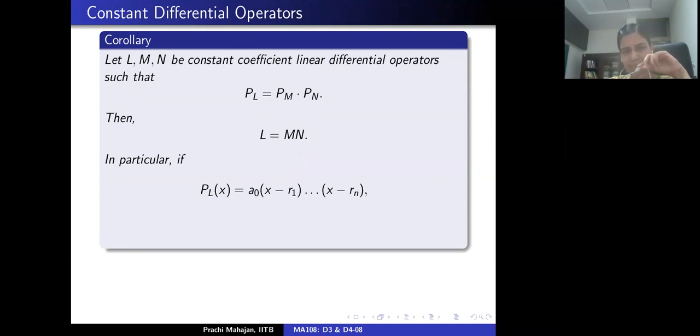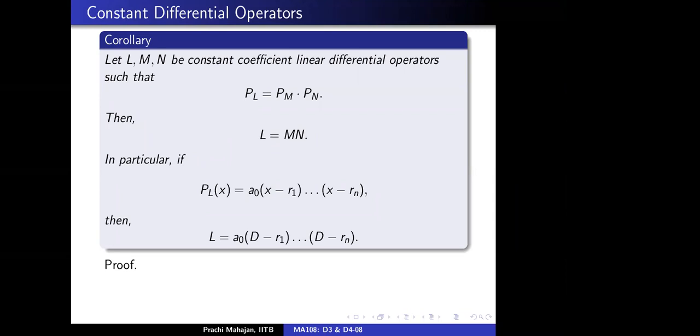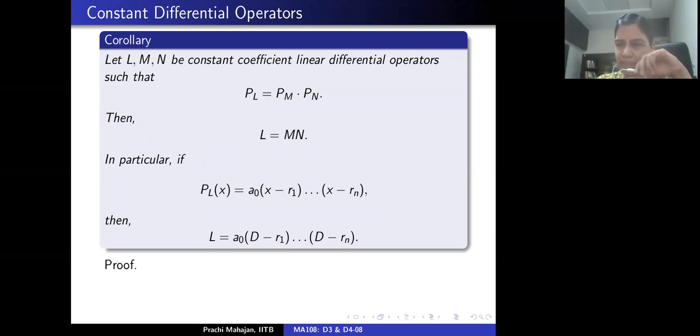So in particular, for example, if the characteristic polynomial associated to L is, let's say, a0 times x minus r1, x minus r2, up to x minus rn, then L is the operator a0 (D minus r1) all the way to (D minus rn). This corollary is saying the following thing: when you write this operator L as this product, the order of the factors on the right can be chosen arbitrarily. Is that okay?